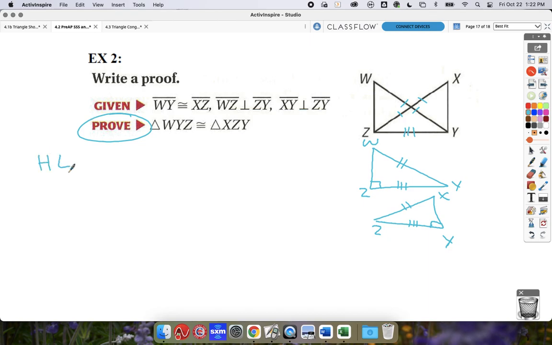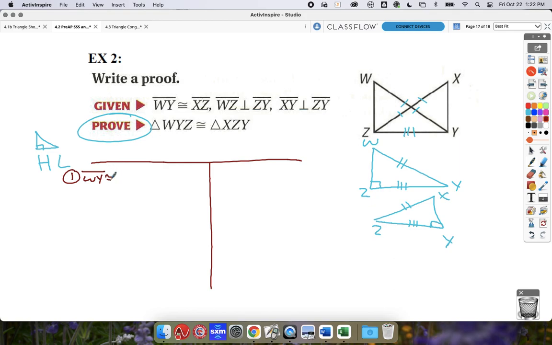And what does HL only work with? Right angles. Right triangles. That is uber important. Mikey, how do you want to do it? Three statements or one? One? Okay, number 1.